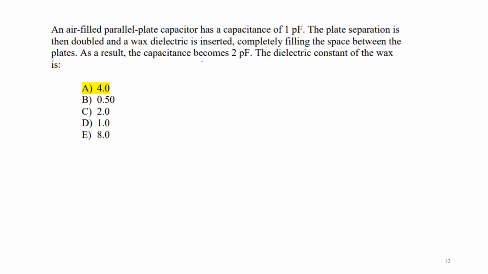Let's read this problem. An air-filled parallel plate capacitor has a capacitance of 1 picofarad. So Ca, when it's just filled with air, is 1 picofarad. You remember picofarad is 10 to the power minus 12 farad. Now, the plate separation is then doubled, and wax dielectric is inserted. So this is Ca, and you know that Ca is epsilon naught A divided by D.